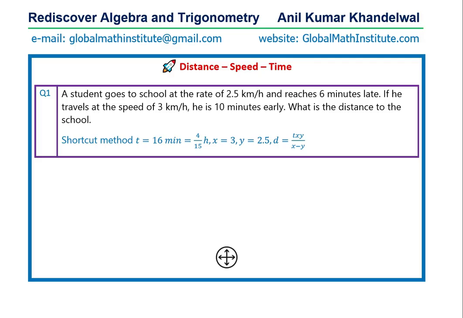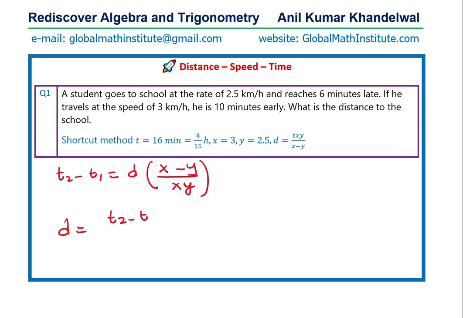So now here we have just written the shortcut method. Difference in time is what? So let's say the formula was t2 minus t1 equals distance times x minus y over xy, correct? And distance was t2 minus t1 times the product of the speeds over x minus y. Is that clear? So let's use all these values.